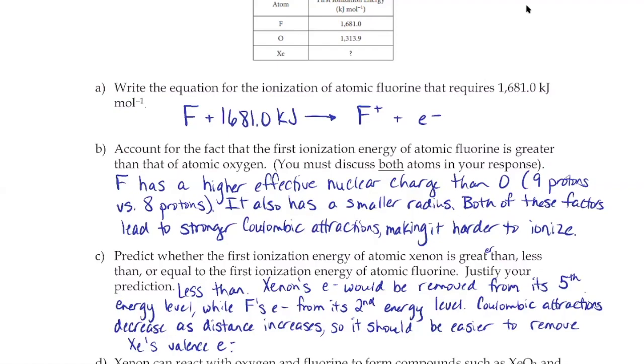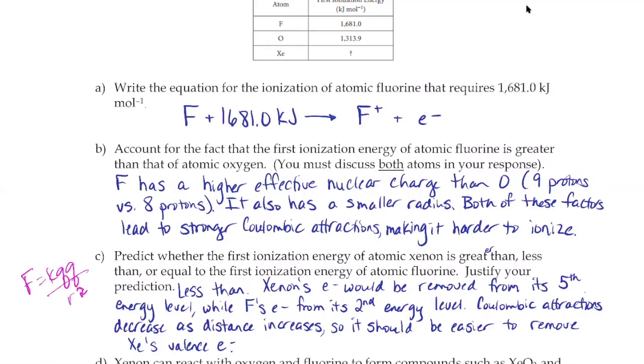And if you're trying to figure out part C, when you're comparing, xenon is not in the same energy level as our oxygen and fluorine. It's way down there on the periodic table in row 5. And if we think back to that Coulomb's law equation one more time, yes, xenon has a heck of a lot more protons and electrons.